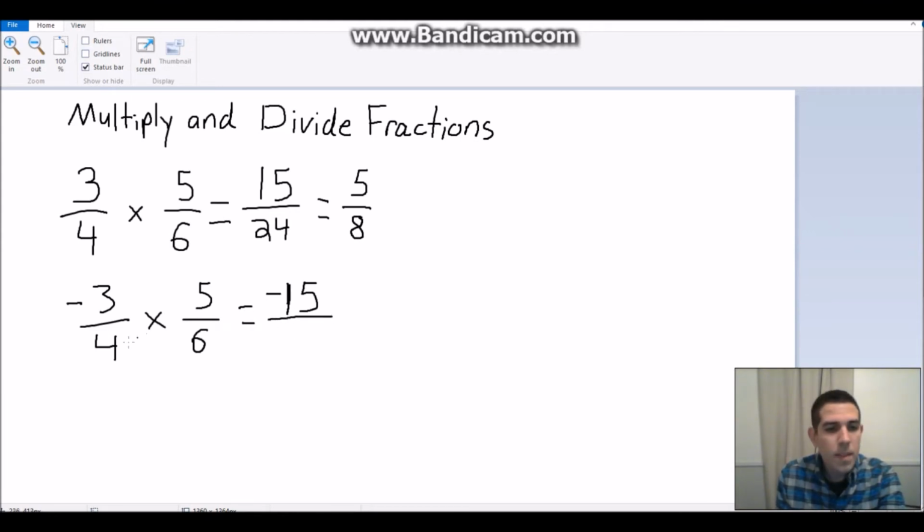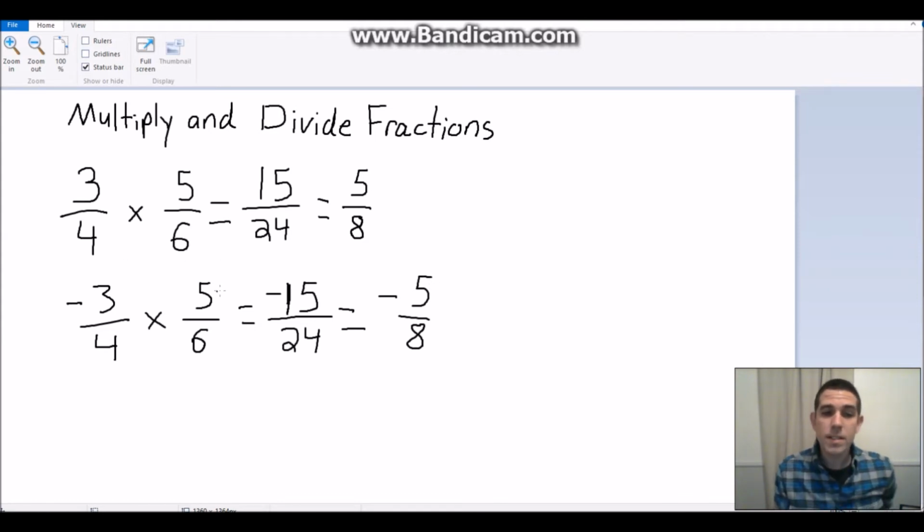Now the bottom, 4 times 6, again 24, and there's no negative down here because we already used up the negative on the 3. So 4 times 6 is 24, and we are done again. And if we want to simplify this, we can simplify it to -5/8, just like before. It's that simple. That's how easy multiplying is. Again, multiply the top, multiply the bottom.